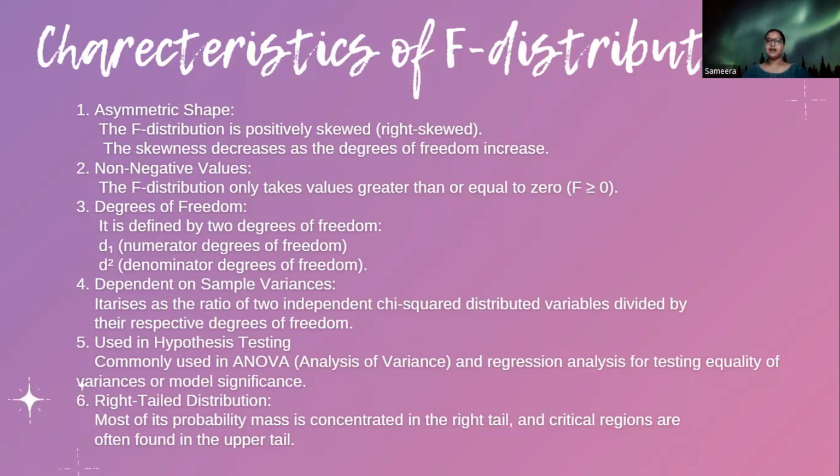Degrees of freedom: it is defined by 2 degrees of freedom, D1, which is numerator degrees of freedom, and D2, which is denominator degrees of freedom. Dependent on sample variances: it arises as the ratio of 2 independent chi-square distributed variables divided by their respective degrees of freedom. Used in hypothesis testing, commonly used in ANOVA, analysis of variance, and regression analysis for testing equality of variances or model significance. Then we have the right tail distribution. Most of its probability mass is concentrated in the right tail, and critical regions are often found in the upper tail.